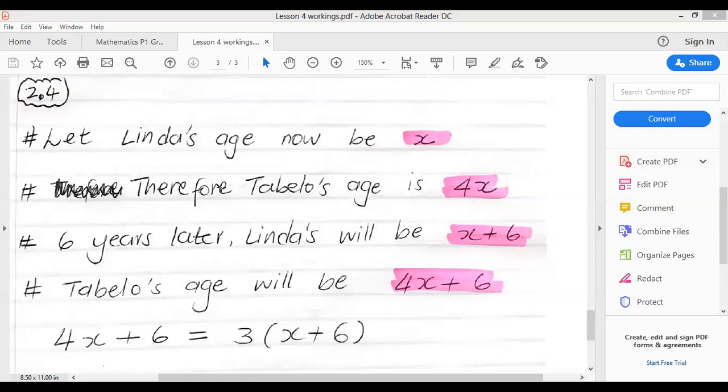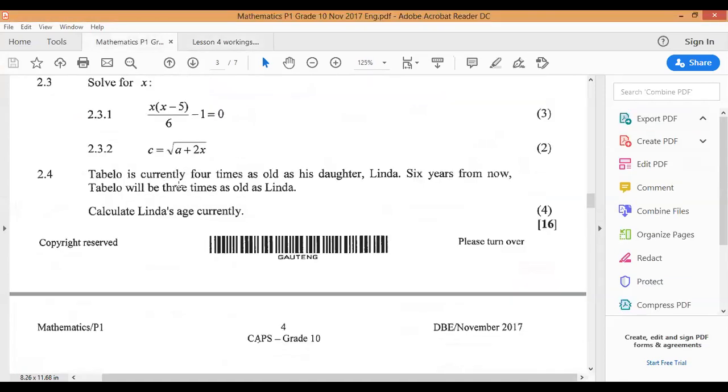Then my bullet number 2 says, therefore, Tabelo's age is 4x, because we were told here that he is currently 4 times as old as his daughter. So it's going to be 4 times x. For example, if Linda is 10 years old now, Tabelo, the dad, will be 40 years old, because he is 4 times as old as the daughter. Does it make sense? I'm just making a practical example. I haven't started explaining yet. Does it make sense, boys and girls? Okay, cool.